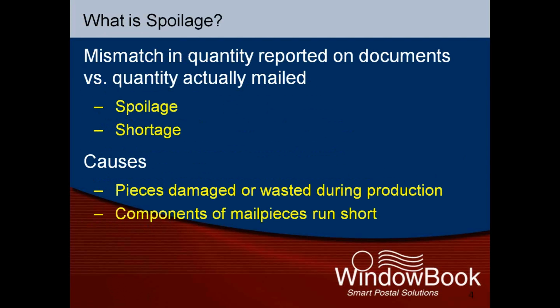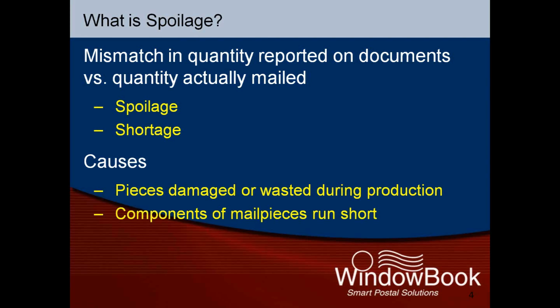Spoilage is defined for postal purposes as situations where there is a mismatch in the quantities reported in the electronic files and/or documents versus the quantity that's actually mailed. This mismatch can be due to either spoilage or shortage, but for purposes of this webinar, we will term both of these collectively as spoilage.